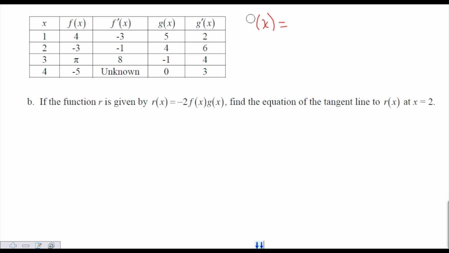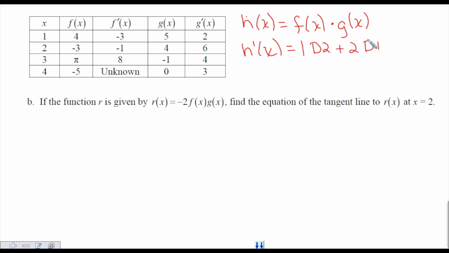Let me call it H just for a minute, because when I introduce this, I'm sure I call it H. If H is F times G, then the derivative is 1D2 plus 2D1, where this is 1 and that is 2. So it's first derivative of the second plus second derivative of the first. And guys, that just makes it a little easier for kids to remember.